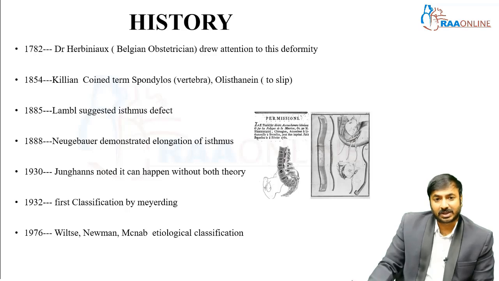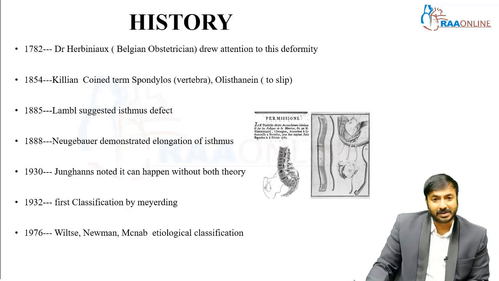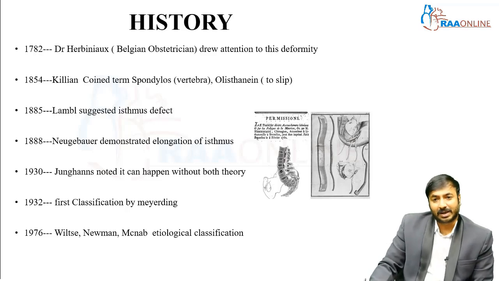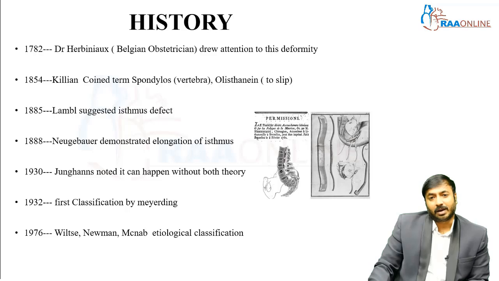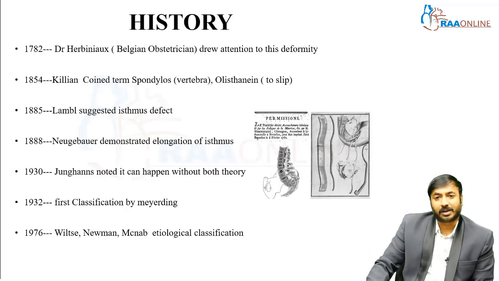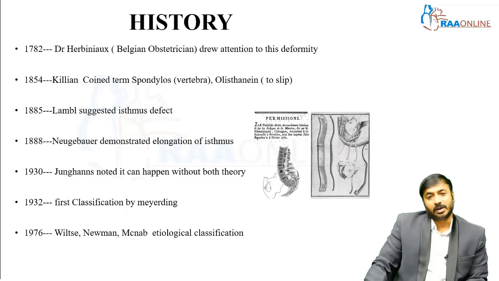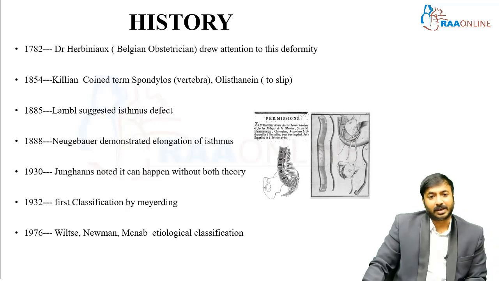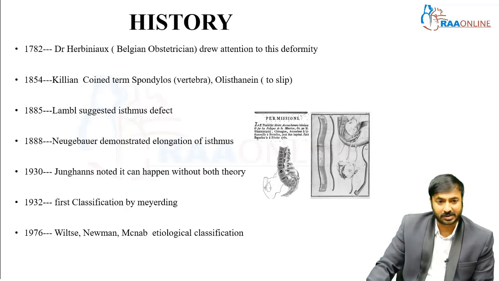How it was discovered initially was by a Belgian obstetrician who drew our attention during labor. He used to feel an anterior deformity, anterior to the sacrum. That's how it got identified initially. Followed by Killian, who in 1854 coined the term spondylolisthesis, which is a Greek word.